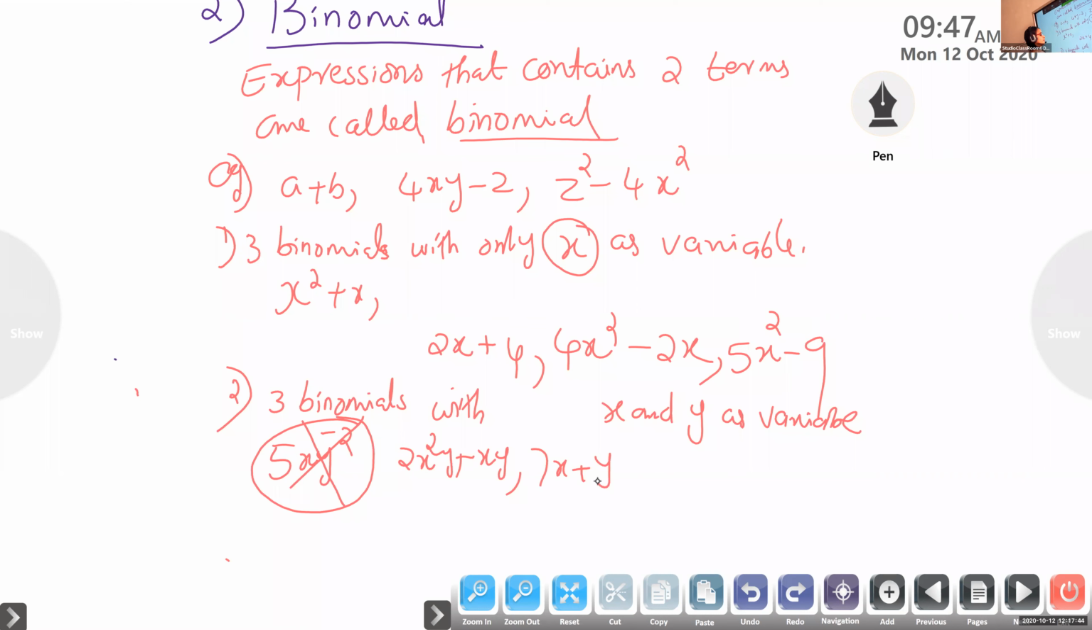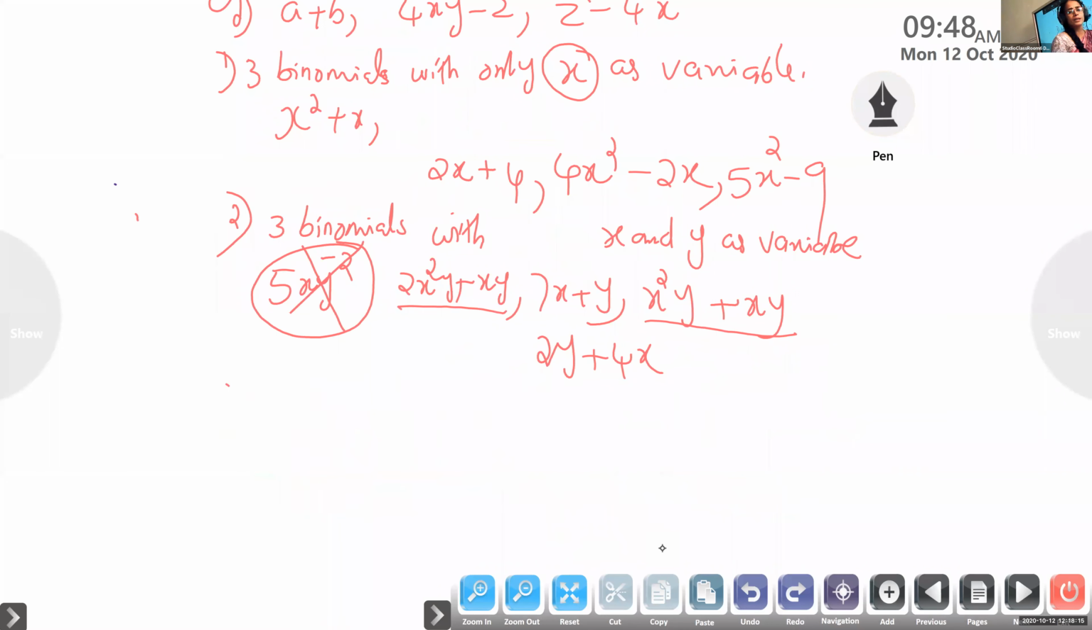7x plus y. Then x square y plus xy. Okay, here you wrote 2x square y plus xy, then x square y plus xy. Try to get different types. These two are the same type. One more. 2y plus 4x. Yes, 2y plus 4x is a binomial with both x and y as variables.